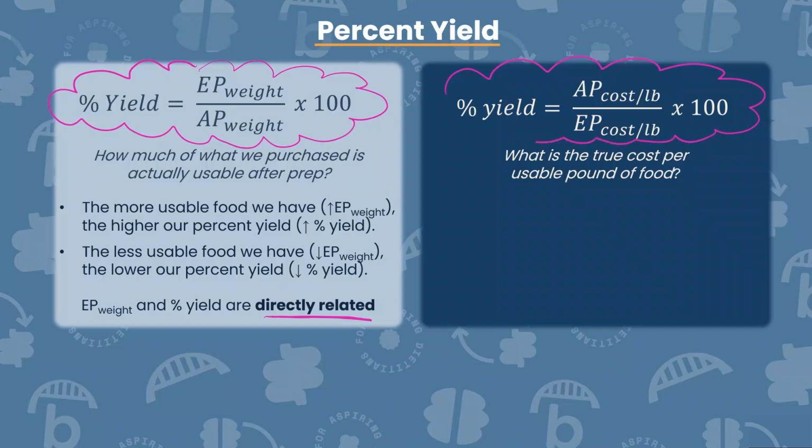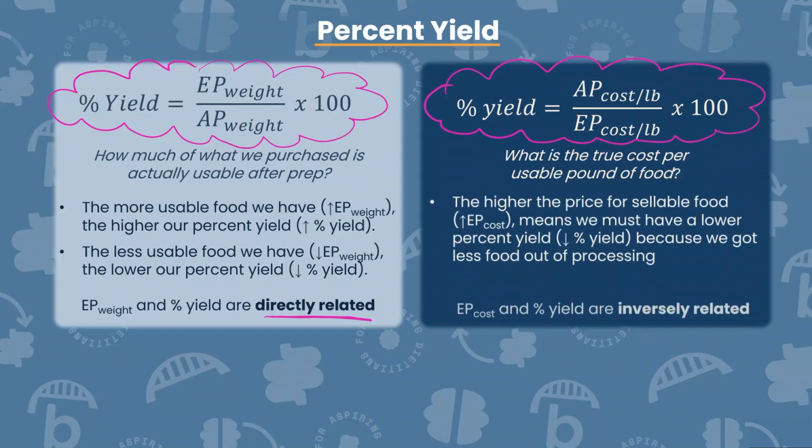But the other equation for percent yield says if you take your as purchased cost per pound and divide it by your edible portion cost per pound, you'll also get percent yield. This equation asks the question, what is the true cost per usable pound of food? On this side, we're comparing what we paid at the store to what each usable pound actually ends up costing. This is an inverse relationship. And what I mean by that is that these variables move in opposite directions.